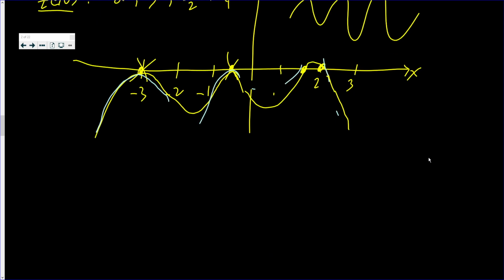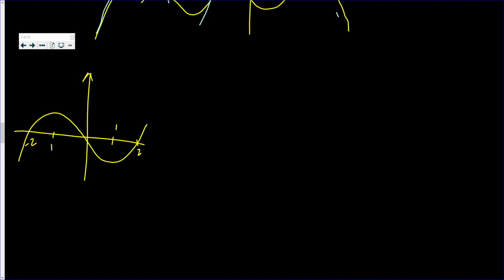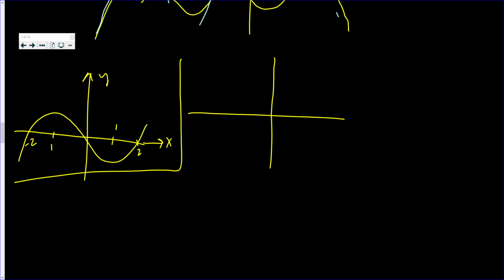So now I'm going to give you 4 graphs and 4 equations, and we're going to try to match them up. -2, 1, 1, 2. That's the first graph. The second graph goes like this.